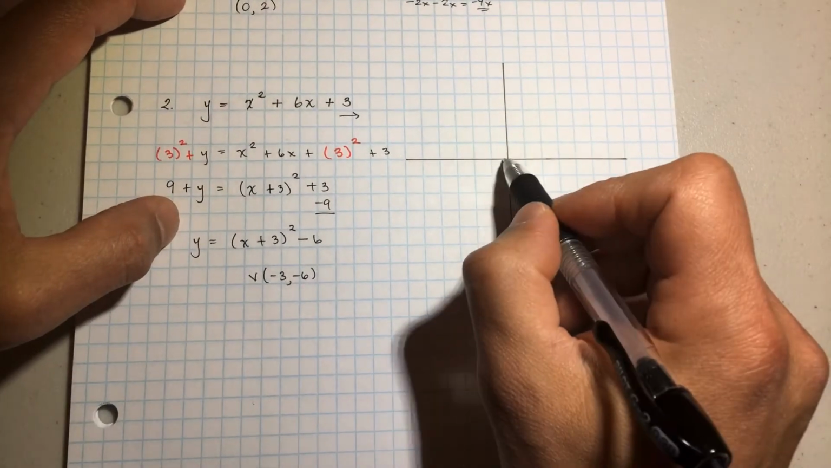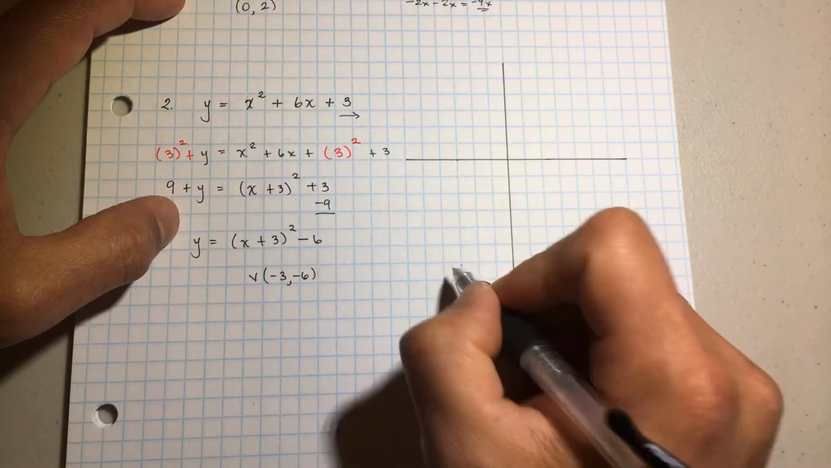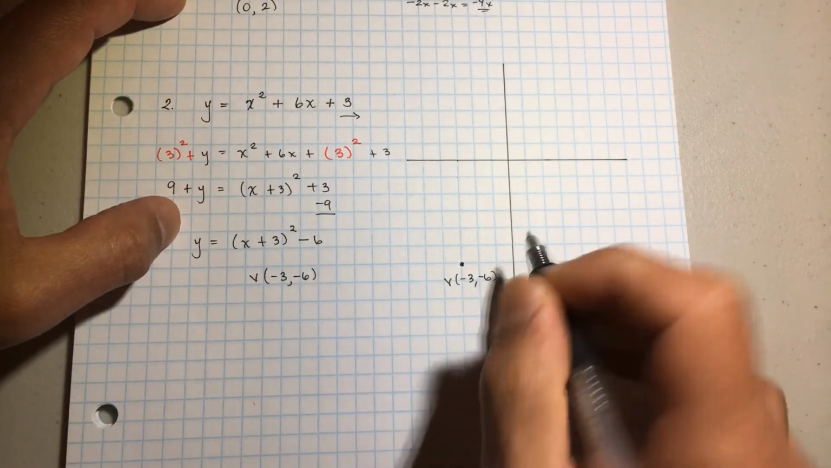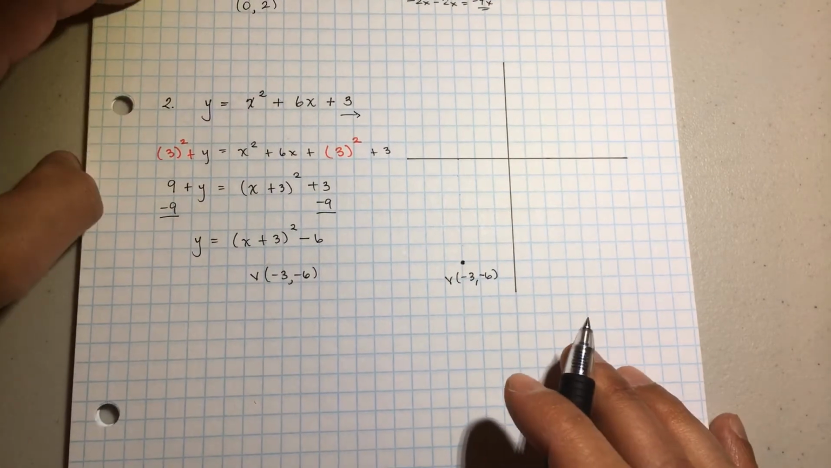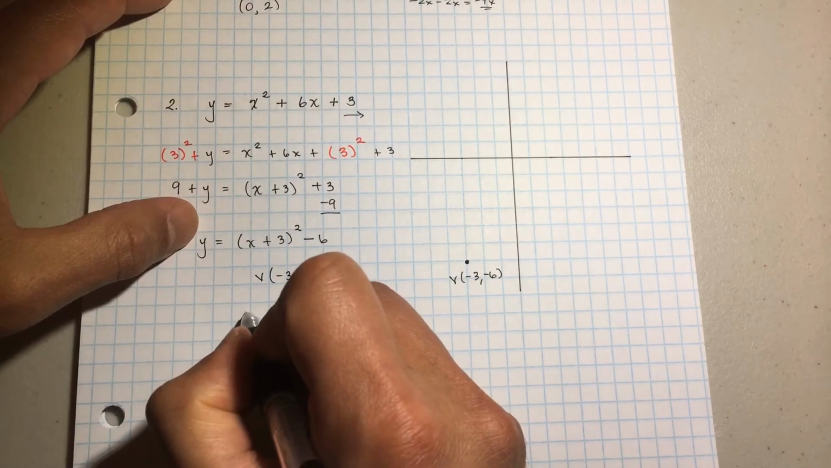Entonces voy acá, negativo 3, 1, 2, 3, acá 1, 2, 3, 4, 5, 6, acá está. So this is the vertex for this parabola, negative 3, negative 6. We'll do the same thing. Let's go ahead and plug in a 0. Vamos a meterle el 0 otra vez para hacer la gráfica un poquito mejor.